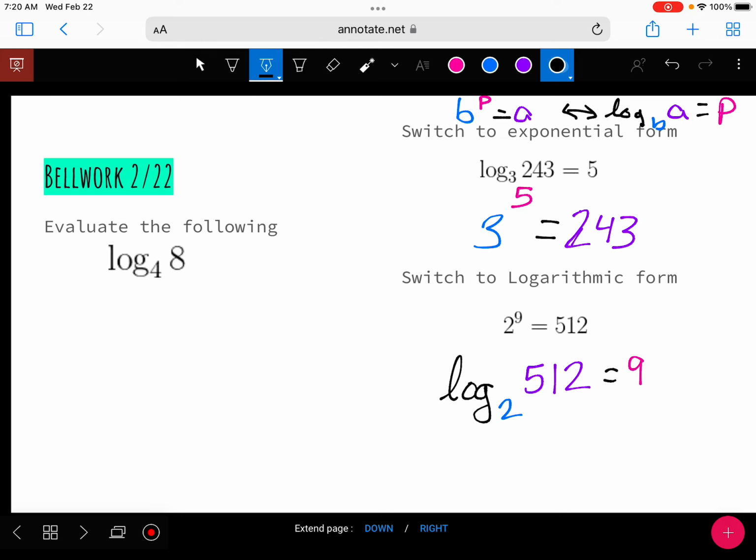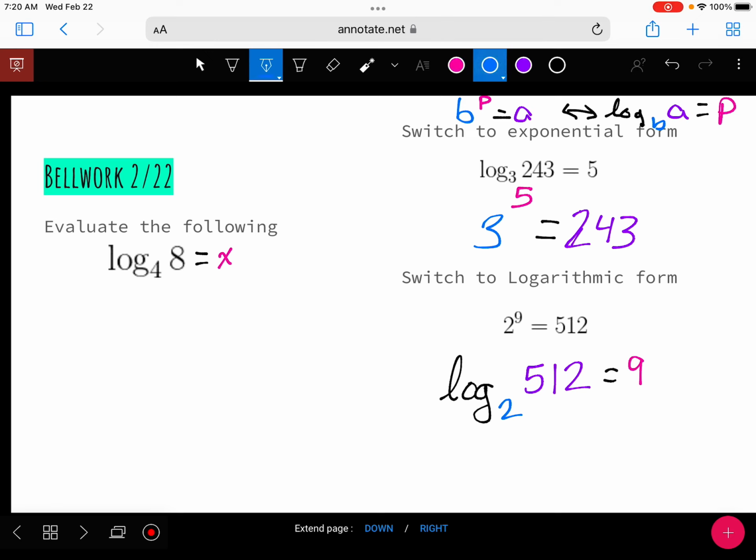So on this one on the left-hand side, we don't know what it equals. So we're going to pick a variable for it to be. I'm going to use X because it can. You can use Y, you can use Z, you can use heart, you can use happy face, I don't care. And we're going to switch this into exponential form to try and figure out what this is.